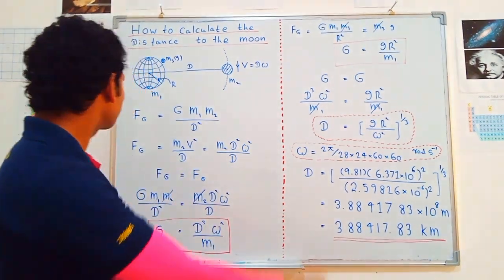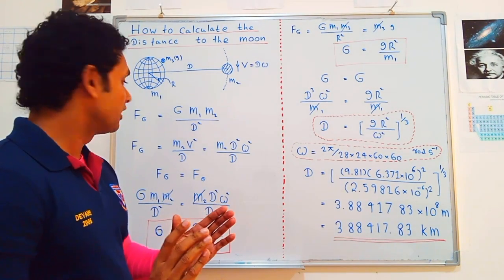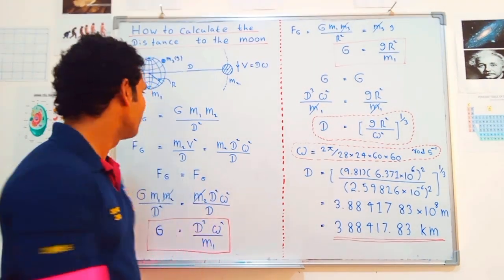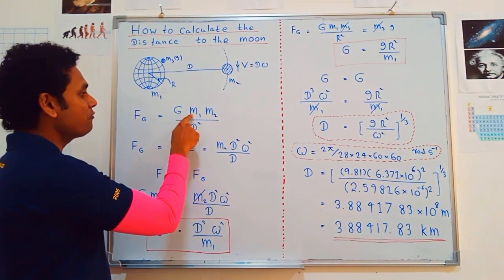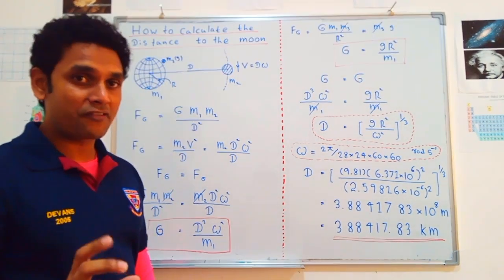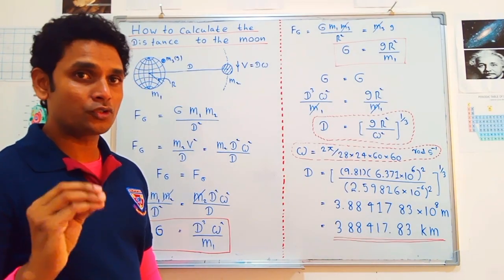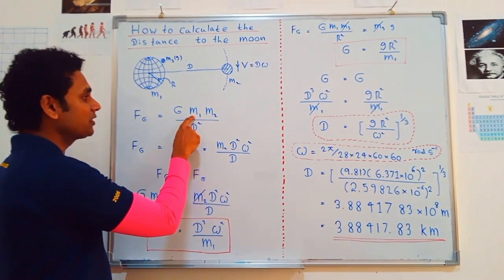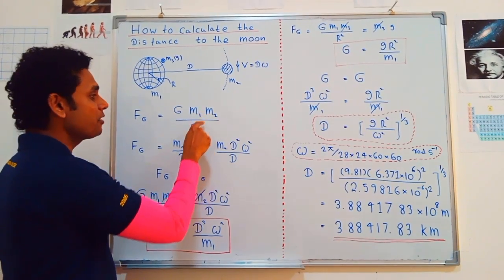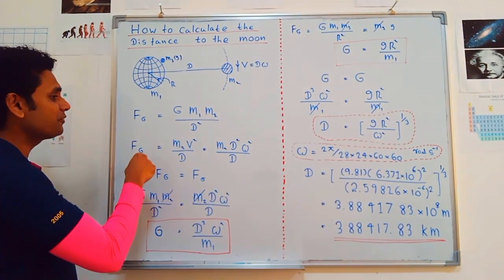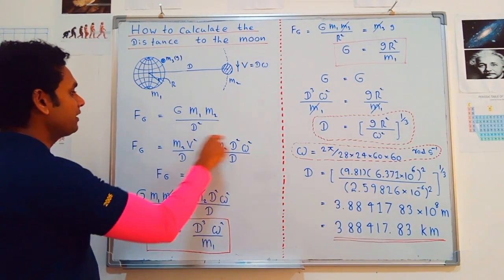Okay, good. So first of all, we can have one equation from the law of gravity. Fg equals G m1 m2 divided by d square. Fg means the gravitational force, the gravitational attraction made by the earth to the moon, and it's equal to the gravitational constant multiplied by the mass of the earth multiplied by the mass of the moon divided by the distance to the moon square. First of all we can take this equation.